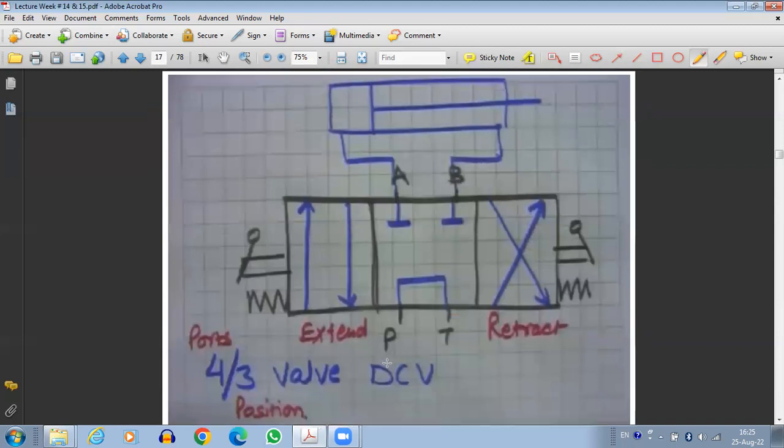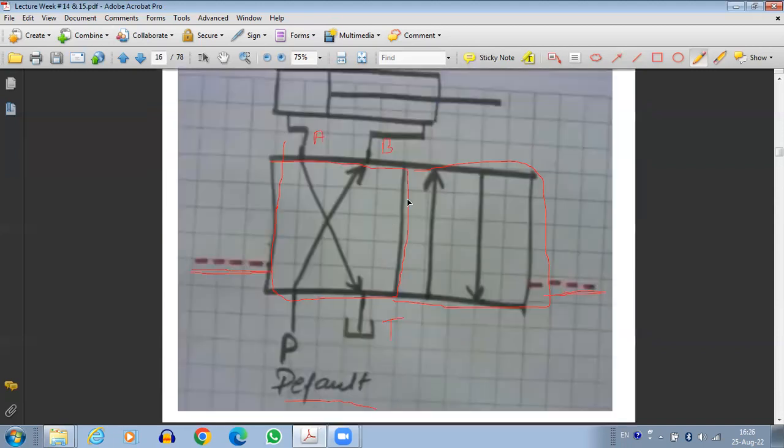Now this is for the case of a two-position DCV. So it has 4 ports. We have the P port, the T port, the A port, and the B port. So it has 4 ports and 2 positions. This is position 1, this is position 2. Okay, this is port 1, port 2, port 3, port 4. Okay, so it has 2 positions and 4 ports. So it's basically called a 4 by 2 DCV.